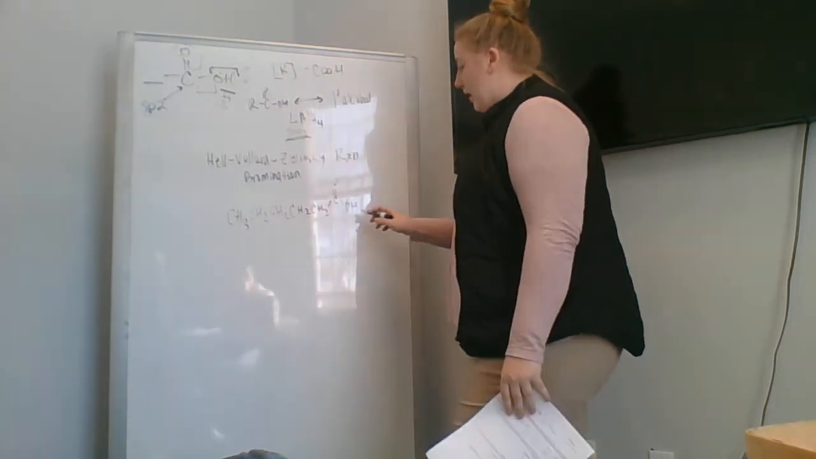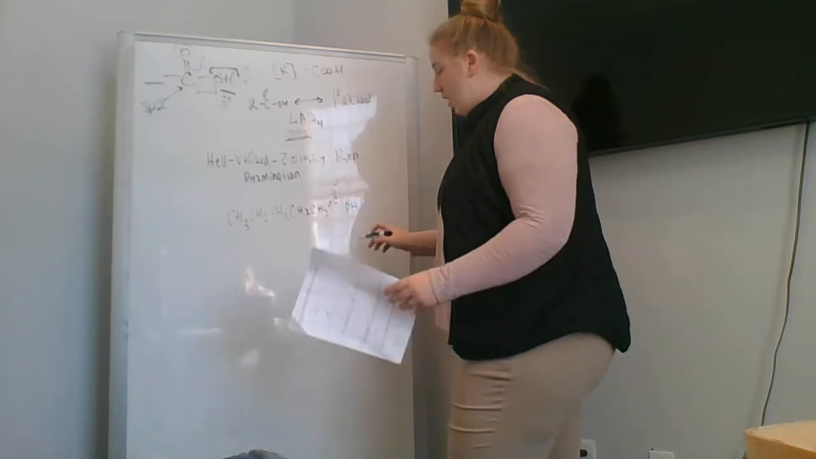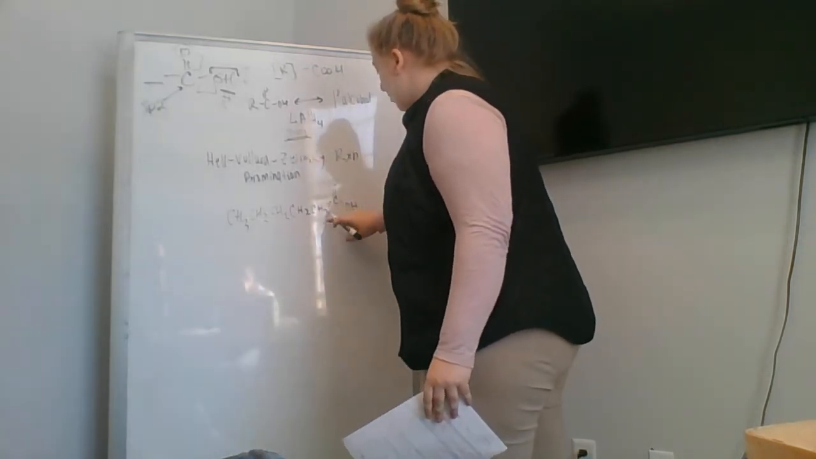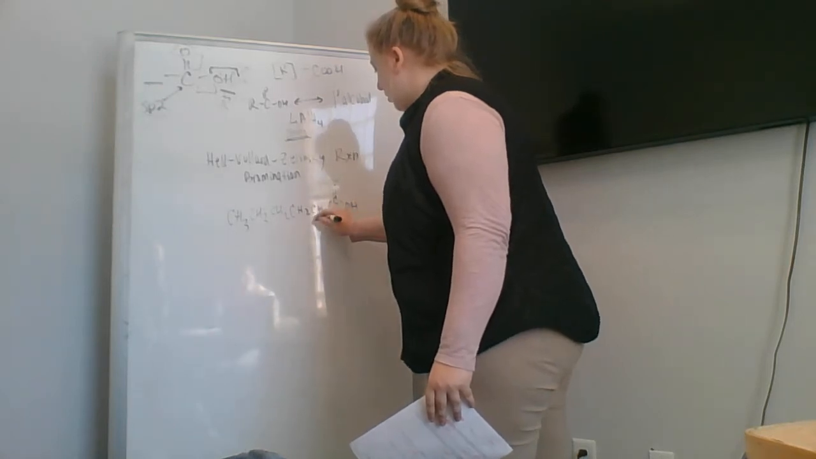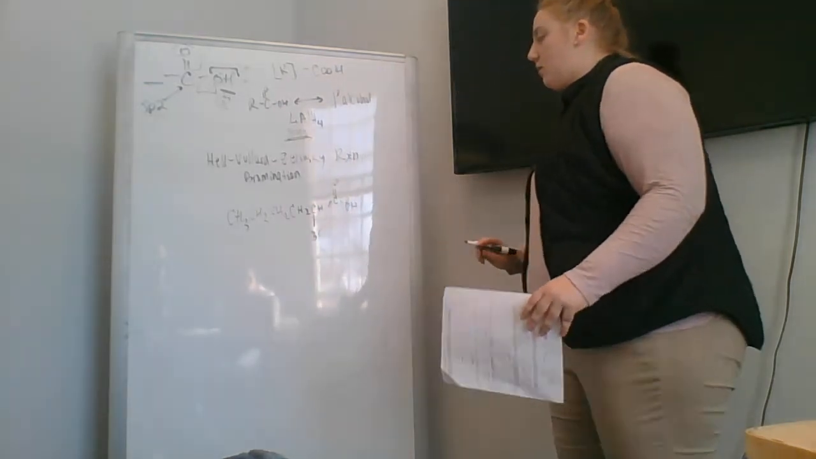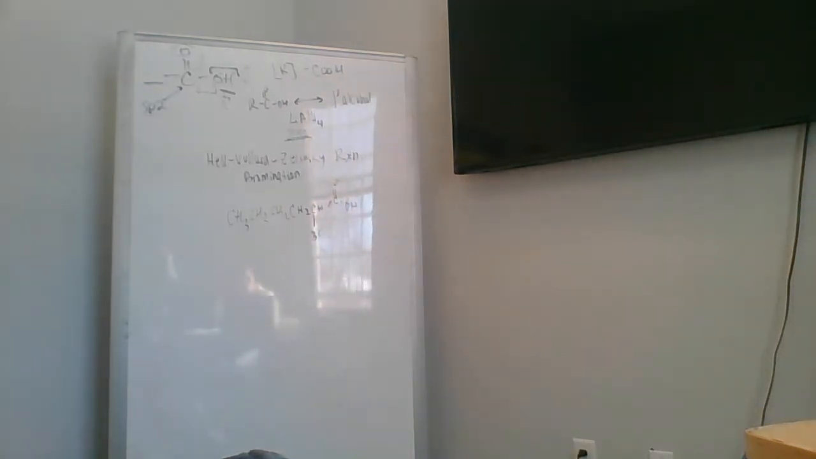Okay, so again, if this is our carboxylic acid group, this would be our alpha carbon. So we're going to react with bromine. And the bromine is going to be added there. So Hell-Volhard-Zelinsky: bromination of the alpha carbon. Any questions about those last two reactions?